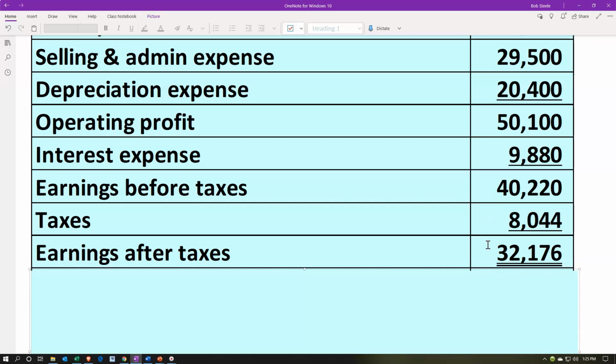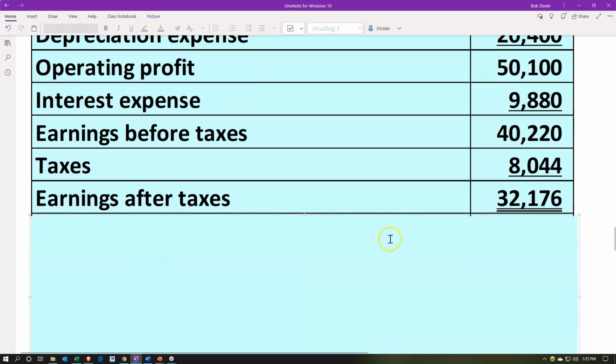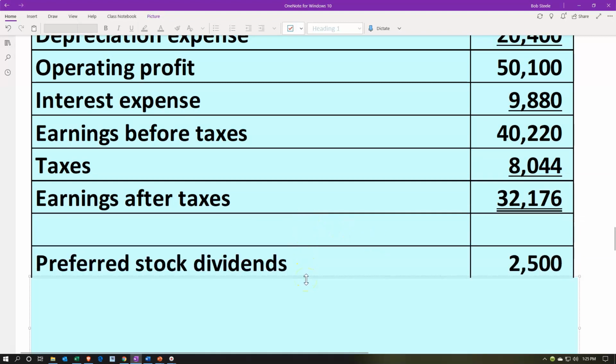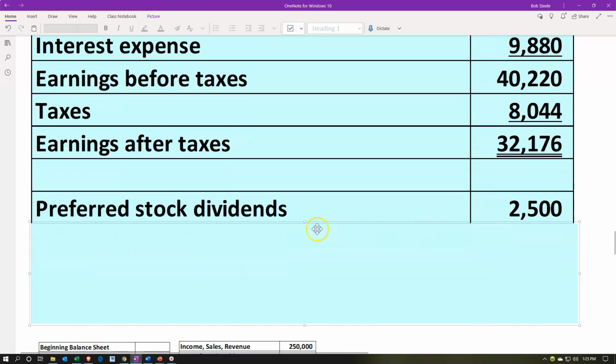Now, this is the bottom line basically of the income statement. However, you can use the income statement and tack on an earnings per share calculation onto the bottom of it. So we'll add on here the preferred stock dividends that we're going to be paying out. Of these earnings, the preferred stock gets paid first. So when we think about how much of that earnings should be applied to the common stockholders, who we think of as the actual owners, we're going to subtract out the preferred stock first.